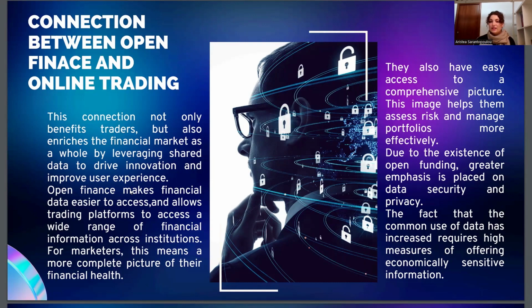They also have easy access to a comprehensive picture because of their real-time data, their financial assets and the liabilities in various institutions. This image helps them assess risk and manage portfolios more effectively. Due to the existence of open finance, a greater emphasis is placed on data security and privacy. The fact that the common use of data has increased requires high measures of protecting economically sensitive information.